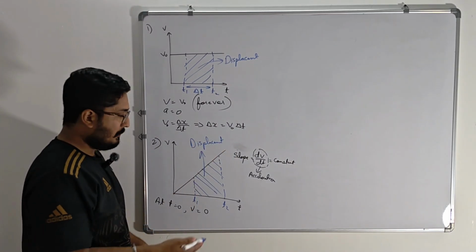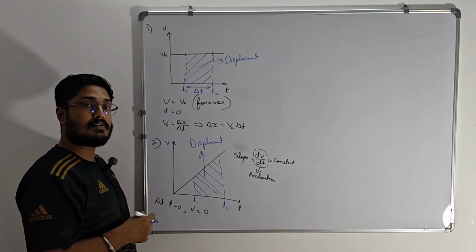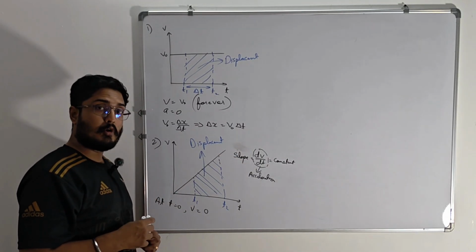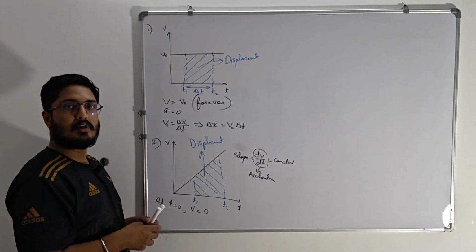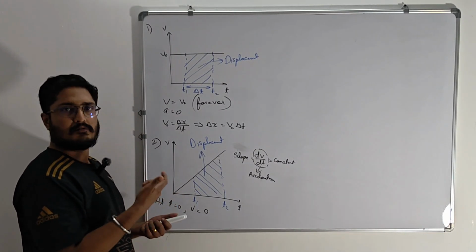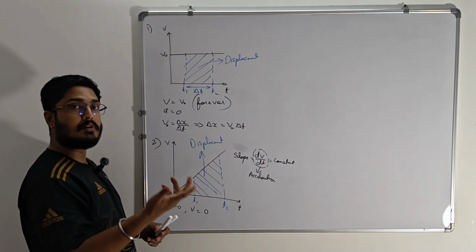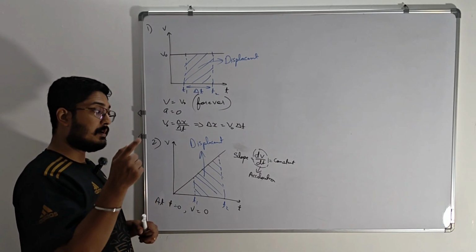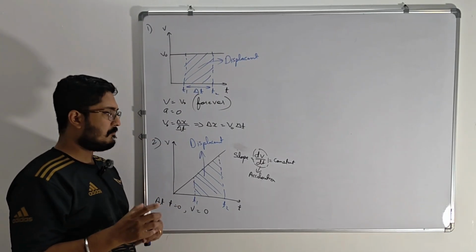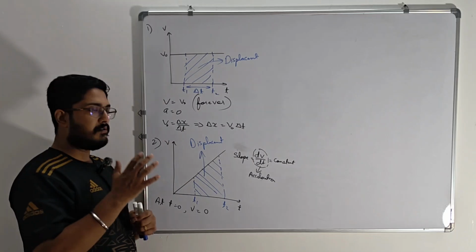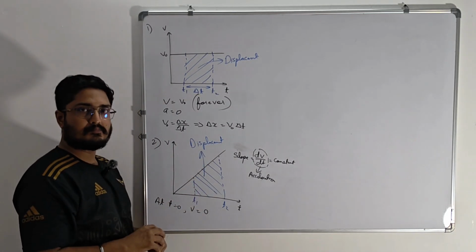Because the acceleration is constant, you can even use the constant acceleration formulas. That is v is equal to u plus at, s is equal to ut plus half at square, v square minus u square equal to 2as. Any of these three formulas. In our case, I know velocity and time, so definitely I could use v is equal to u plus at, or because I want displacement, I should use s is equal to ut plus half at square. By using that formula, I will be able to find out displacement. It will come out to be exactly the same value.